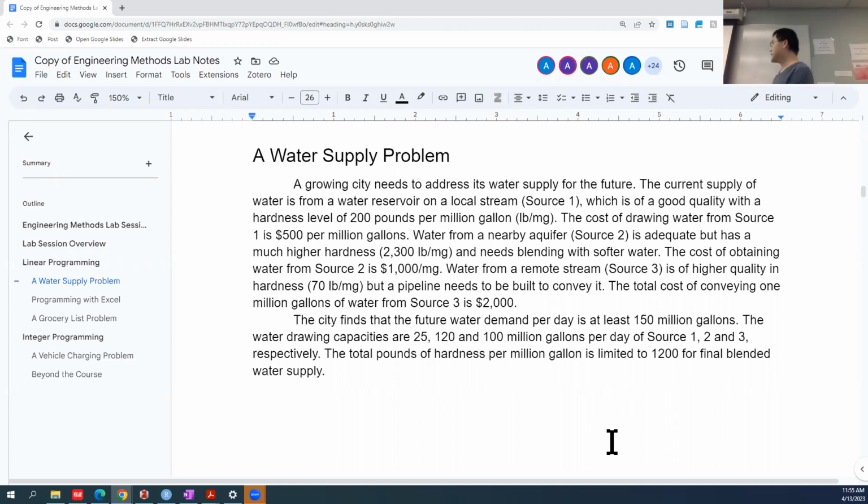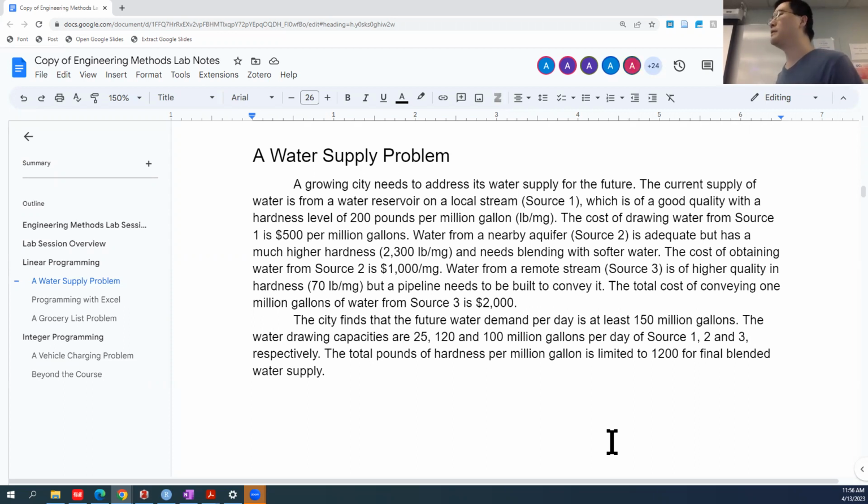So let's read through this together. We are currently using source one, from a water reservoir. It's of a good quality, so the hardness is at 200 pounds per million gallon. I will omit the units of measurement for future measurements. But the cost is currently $500 per million gallon.